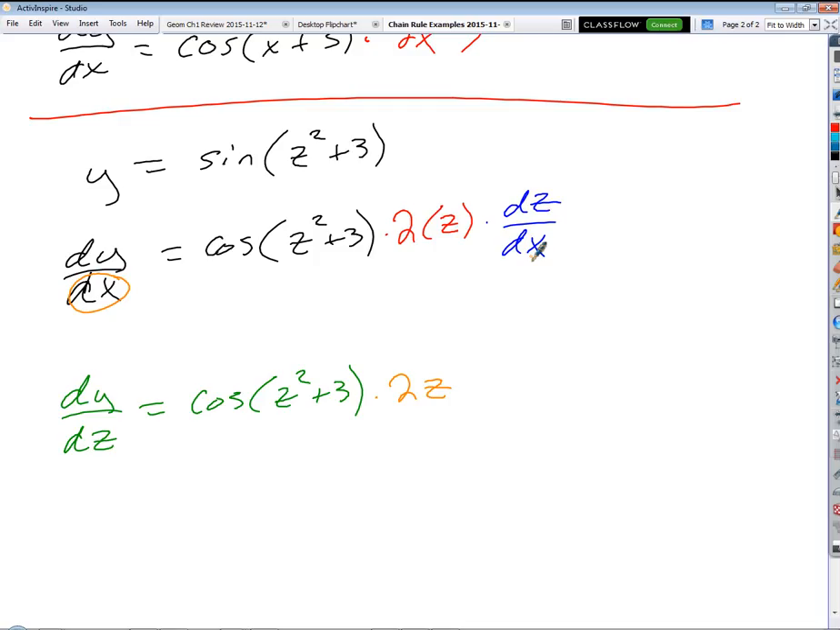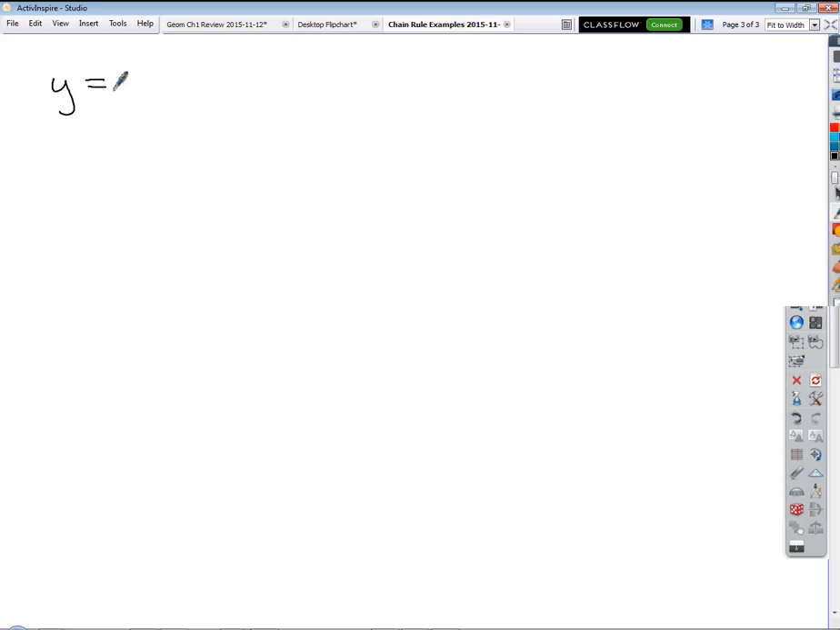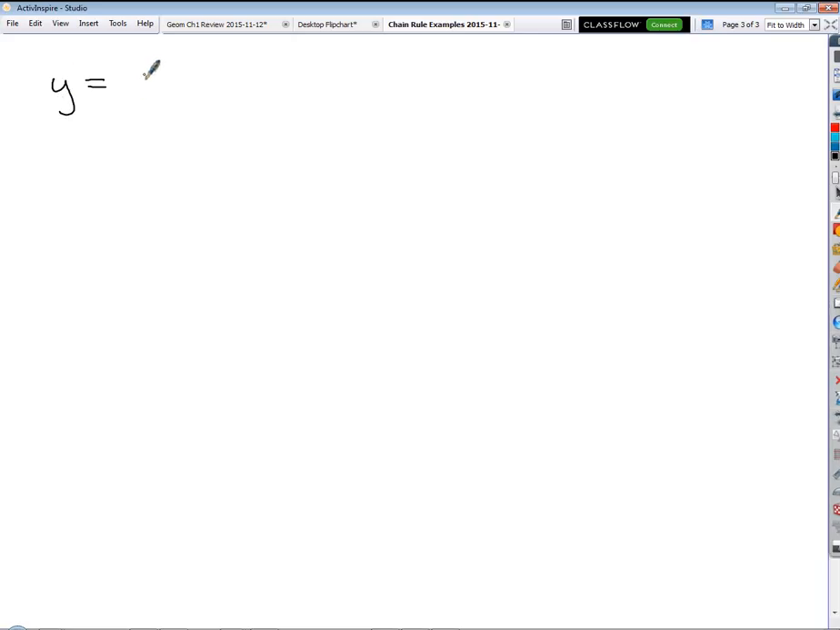Okay, so everybody do one of these for practice, and then we're going to move on to the next step. So try this. What would the wording be on this? What would the question ask? It'd be something like this. Let's say y equals sine squared of theta. Find dy dt.